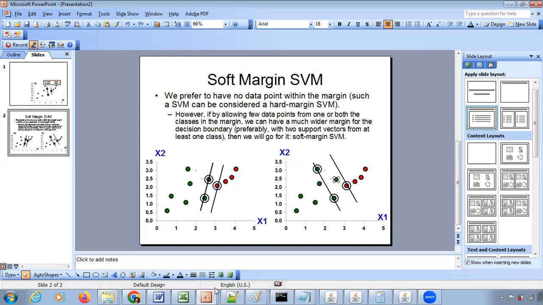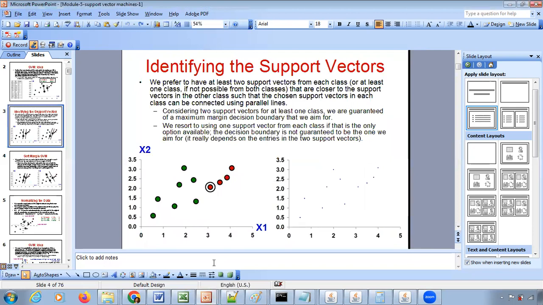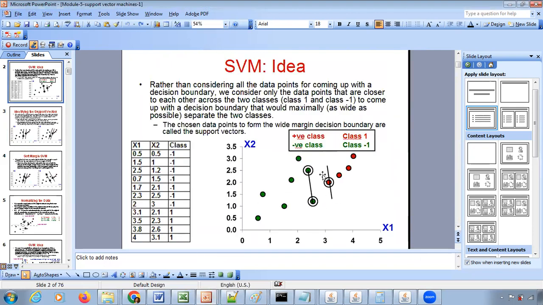Before I said we don't allow any, or rather, it's not that we don't allow, we would prefer not to have any data point within this margin of the decision boundary, because that's why we choose the data points that are closer to the other class as the support vectors. We try to avoid any data point falling within the decision boundary. That's why we want to separate the two classes as wide as possible, such that we don't have anything going wrong with the prediction.